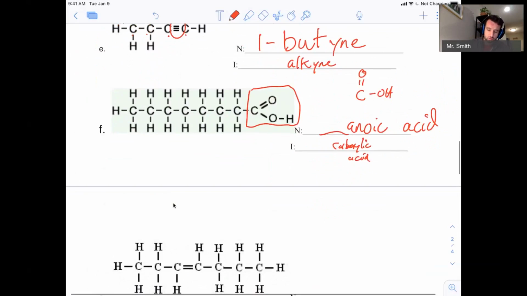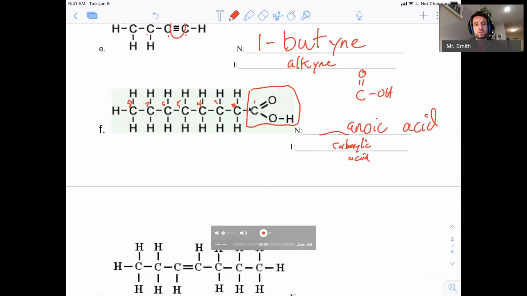So in this case, we got 1, 2, 3, 4, 5, 6, 7, 8. We got 8 carbons. Notice that I counted this carbon here. Sometimes people will forget to count that. They'll think the carbon's a part of the functional group, so they don't have to count it. That's wrong. You do have to count it. 8 is oct, so octanoic acid is what we're looking for.